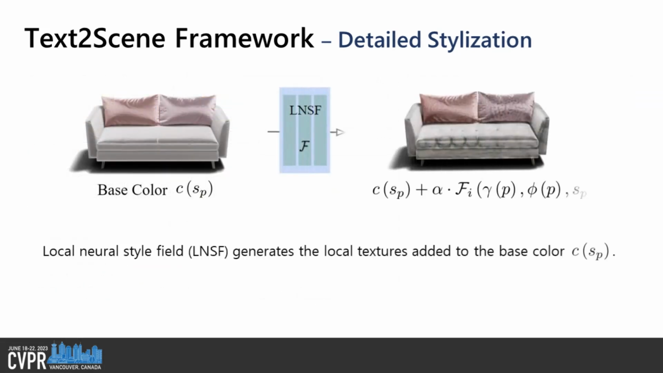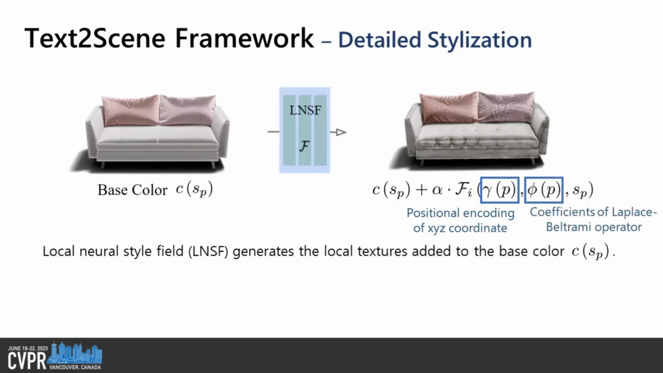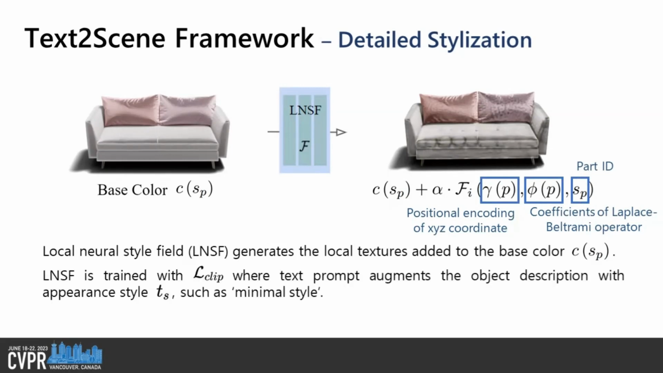Detailed stylization generates the local texture values added to the base color for individual objects. The local texture values are defined with a local neural style field, in short LNSF, for each object. LNSF is a neural network that takes the positional encoding of the XYZ coordinate, coefficients of the eigenfunctions for the intrinsic geometry, and part segment ID as input. LNSF is trained with CLIP loss where the text prompt augments the object description with appearance style, such as minimal style. Therefore we can weakly bind the styles of individual objects in the scene while optimizing separately.